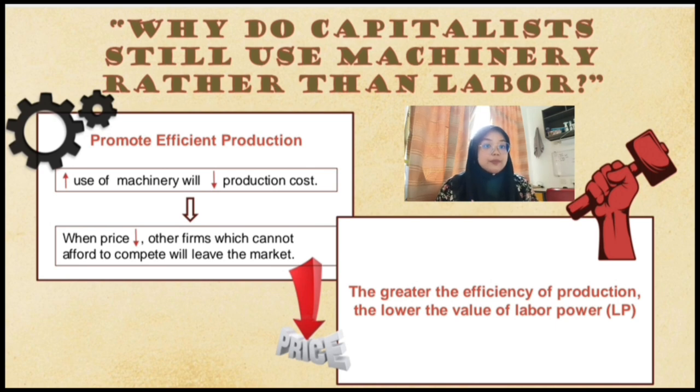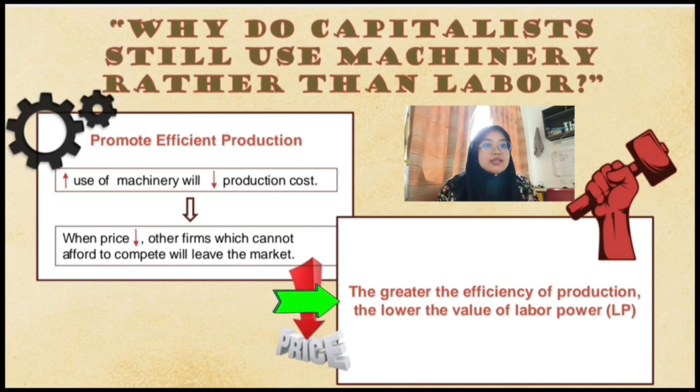First, the enterprise that leads in promoting efficient production through the use of more and better constant capital will temporarily receive extra profit by lowering its cost of production. Because they use more machinery, the cost of production will decrease. When the product price falls, the firm that cannot compete will leave the market.